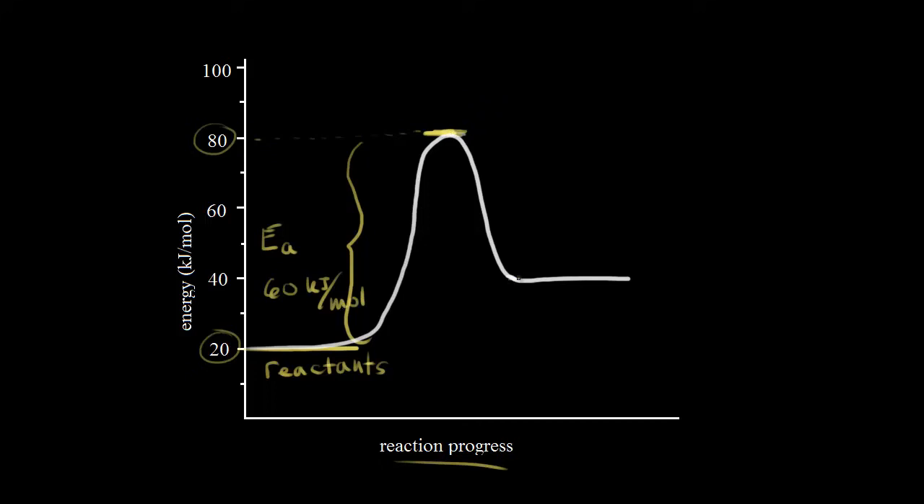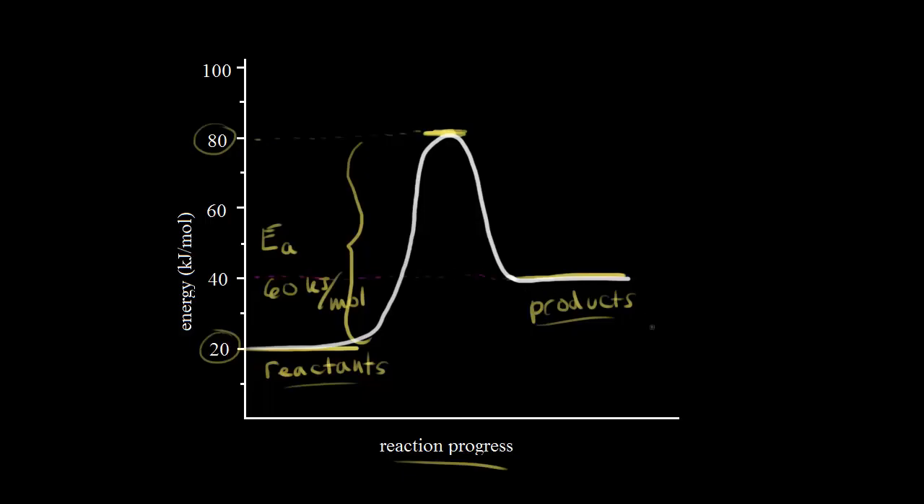So we get to here, we get to the transition state or the activated complex, and then this would represent the energy of our products. So this is our energy of our products here, which for this reaction, you can see the energy of our products is greater than the energy of our reactants. And so if we go over to here, let's say it's at 40. So let's say this level is at 40 kilojoules per mole.